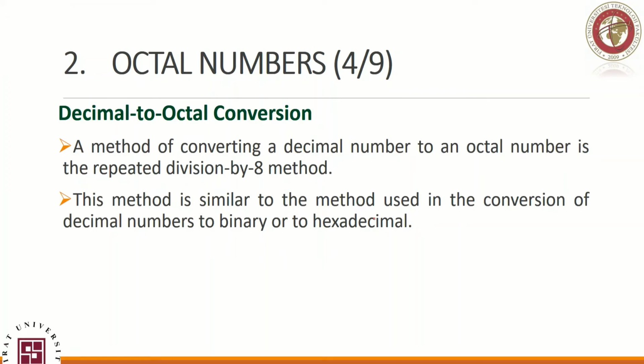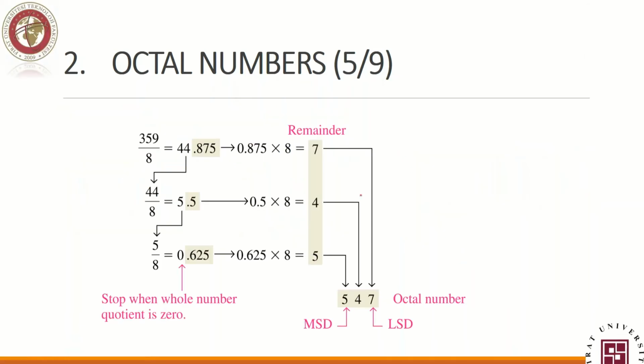We can use long division by 8, so repeated division by 8. We apply repeated division by 2 for decimal to binary, and repeated division by 16 for hexadecimal. We apply the repeated division by 8 for octal, the same procedure. So what do we need to do?